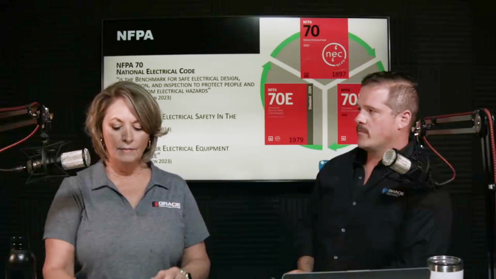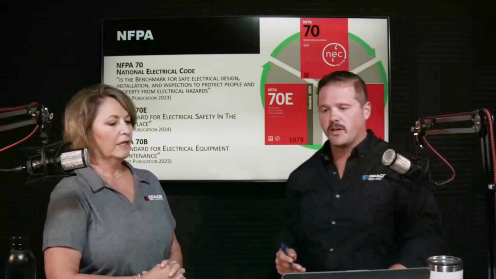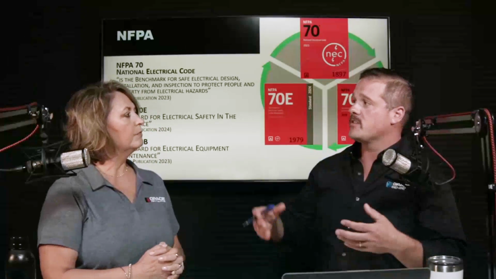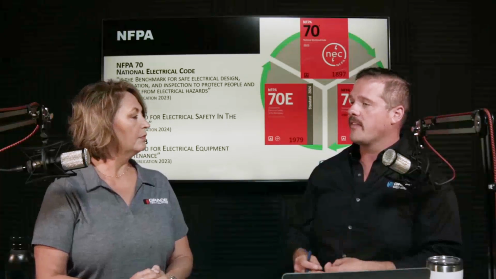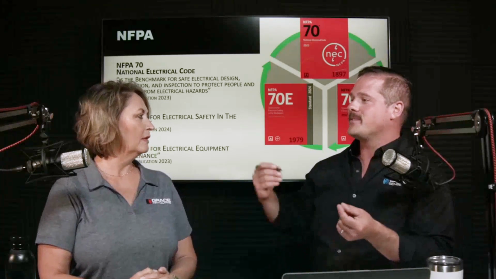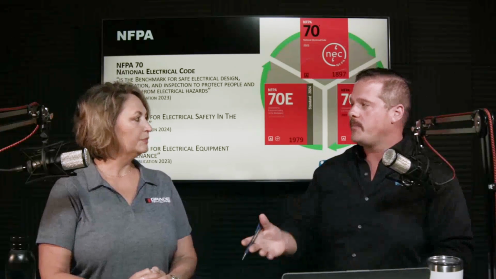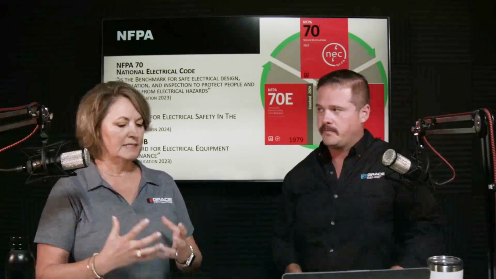So as we're thinking about NFPA 70E or the National Electrical Code, that's really how the equipment should be installed. 70E is how should we behave around the equipment. But 70E is really predicated on the fact that the equipment should be properly installed and maintained. And so 70B is really that properly maintained component, the equipment maintenance piece of it.